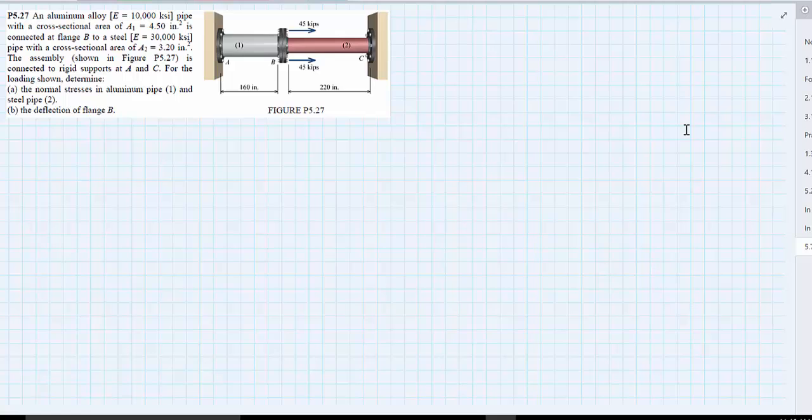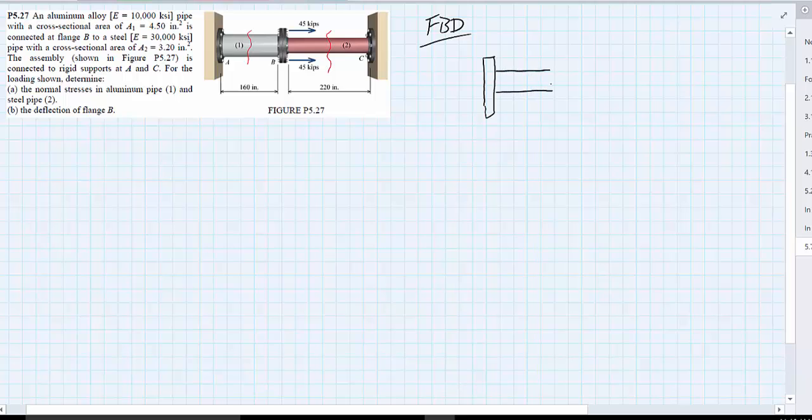So using the textbook method, I'm going to make a free body diagram, but I'm going to make my cuts through the members right here, and then make a free body diagram of the centerpiece. So my free body diagram is going to have the flange in the center with the steel rod from one side and the aluminum off the other.